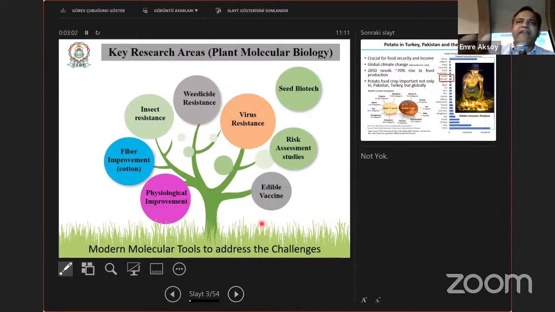And to address all these challenges, we are using molecular tools like everyone. Previously we were using overexpression approaches, then RNAi, and recently genome editing techniques. Among genome editing techniques, the talk of the town is CRISPR-Cas, and we started working with that.